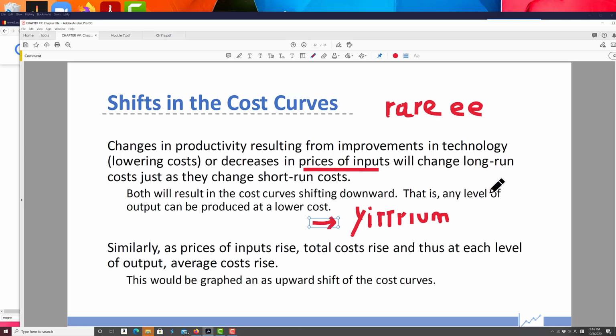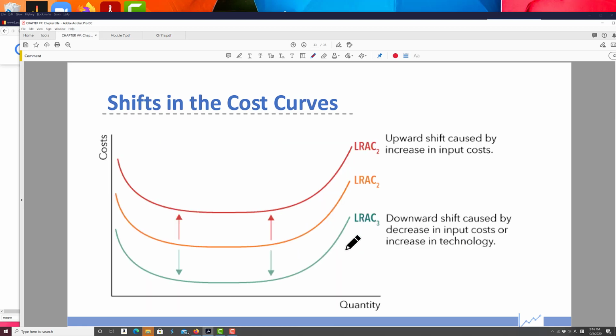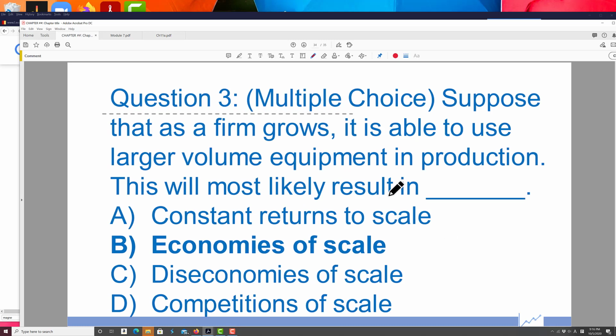And they are raising the prices, I hear, and that's going to shift the long-run average cost curve upward. Not only long-run average cost, but total cost also. So these are the sources of long-run shifts in long-run average cost curves. Okay.